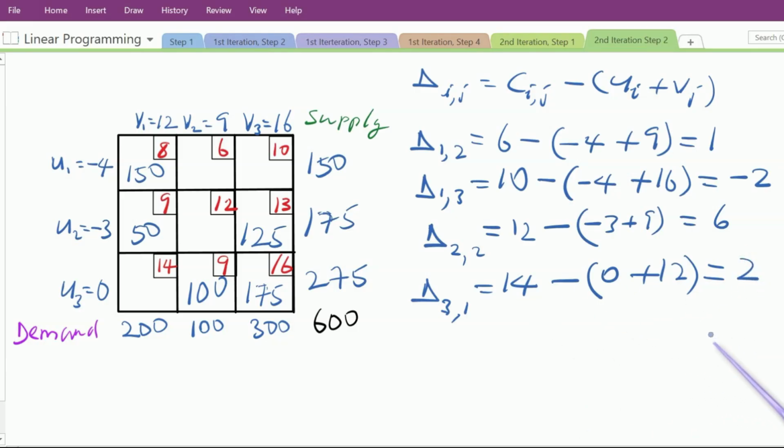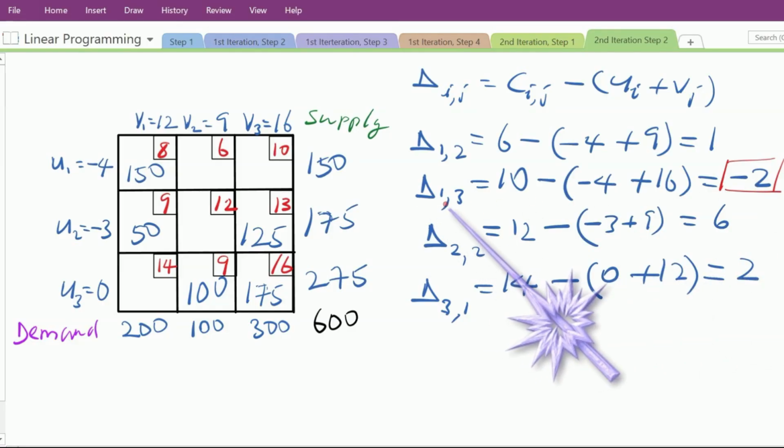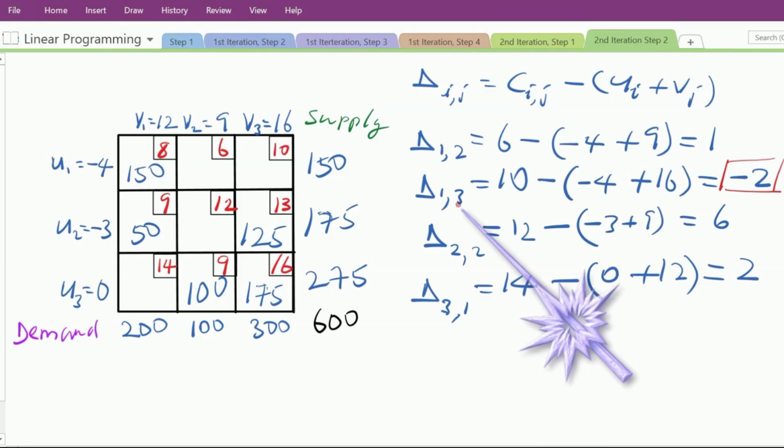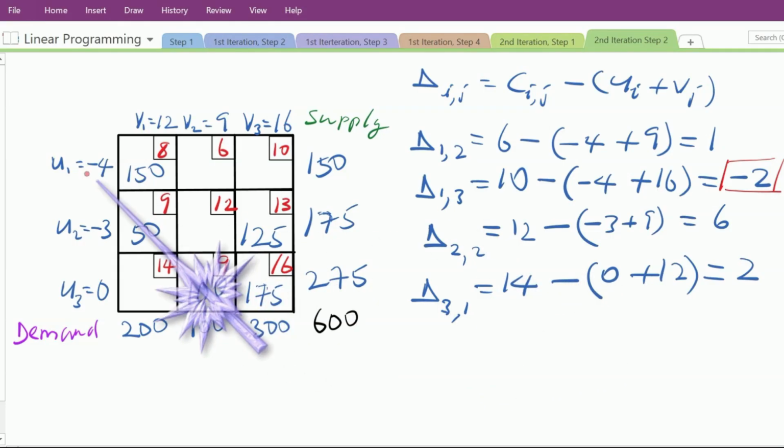Now if we check, look at this, is our solution optimal? No, we still have minus 2 here. We still have a negative value here. Therefore, our solution is not optimal. We still need to iterate again. So you check which cell is there. What variable is coming in? That's the cell 1, 3.